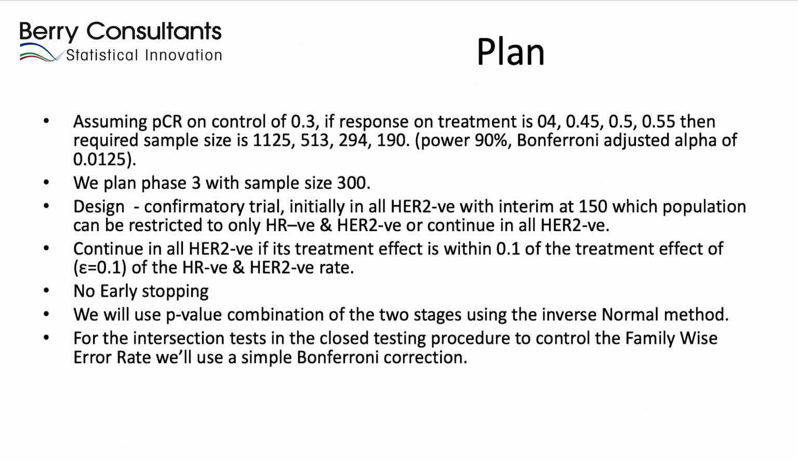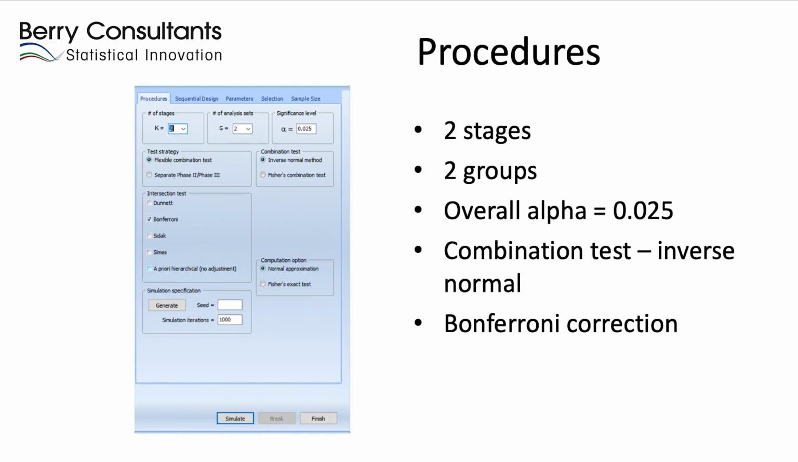We're going to use p-value combination to combine the p-values from the two stages before and after the selection using the standard inverse normal method. And to control the overall family-wise error rate, we're going to use a Bonferroni correction on the intersection tests. And all this is going to be done for us by ADDPLAN. We have to do very little except select these options.